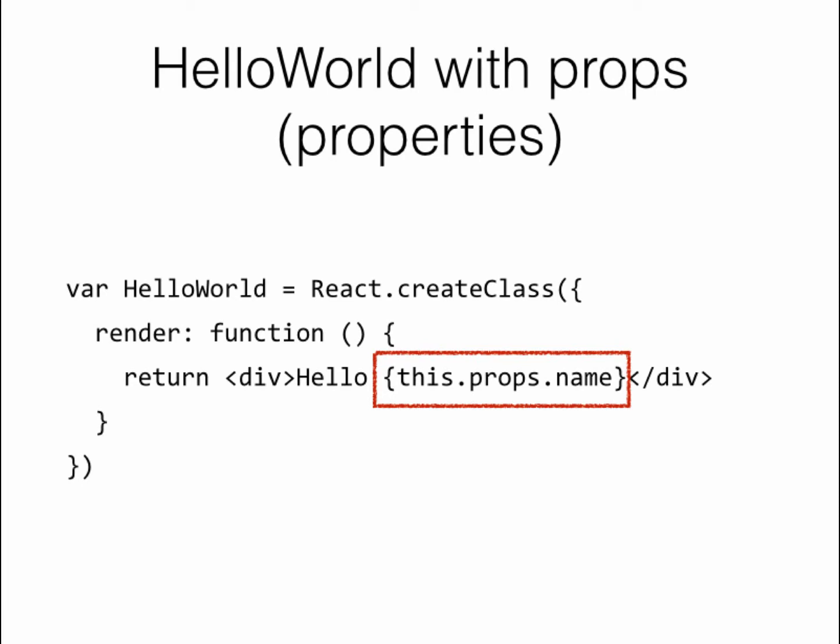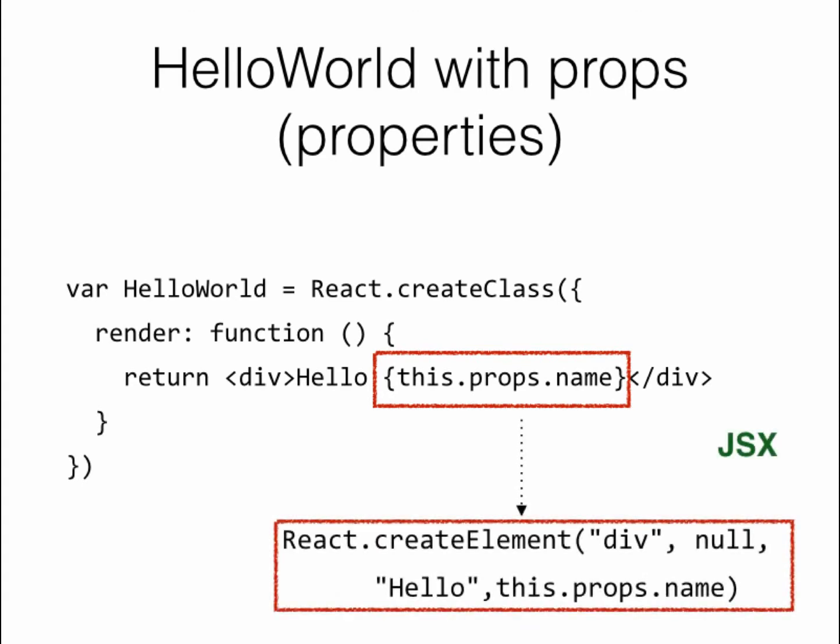Now you'll see that there are some curly braces here. So you don't write hello this.props.name, you write hello curly braces this.props.name. And again, this is a JSX extension. Behind the scenes, it's just sugar. So it just writes hello, comma, this.props.name. So it doesn't have to be a variable name here. It can be any JavaScript expression here.